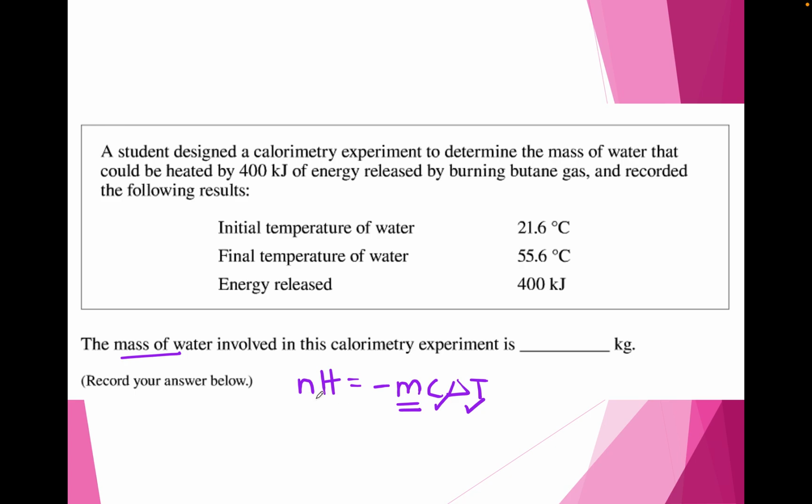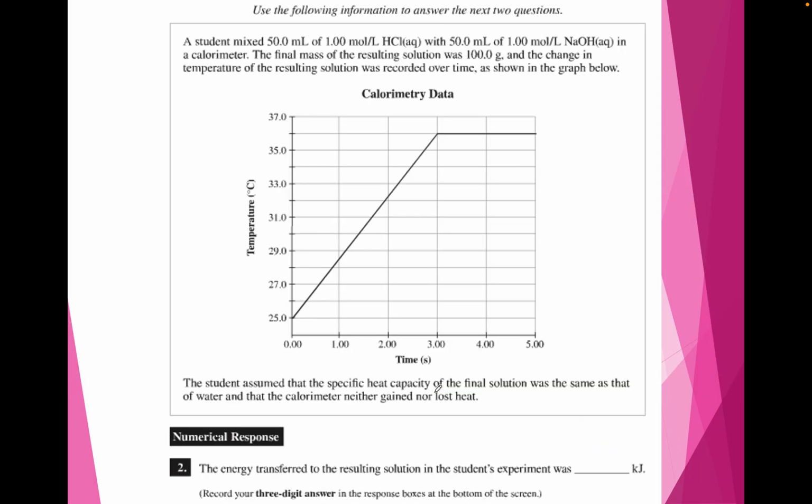With this little bit here, because it's telling you energy released, instead of knowing NH, you know just delta H, which is 400 kilojoules. So you can replace this whole thing with 400 kilojoules, but don't forget to multiply it by 1,000 to turn it into joules. And again, we need the unit to be the same because of the specific heat capacity. And then that will allow you to solve for the mass.